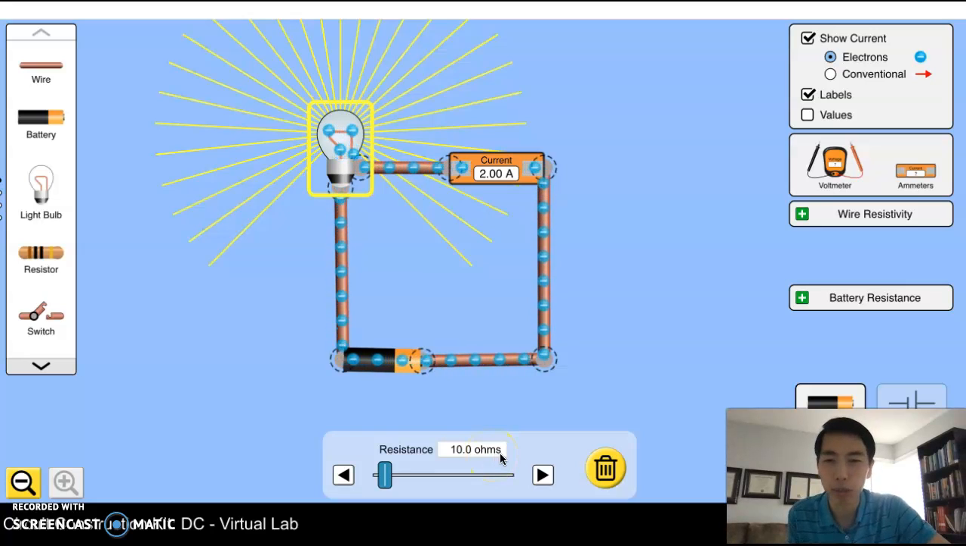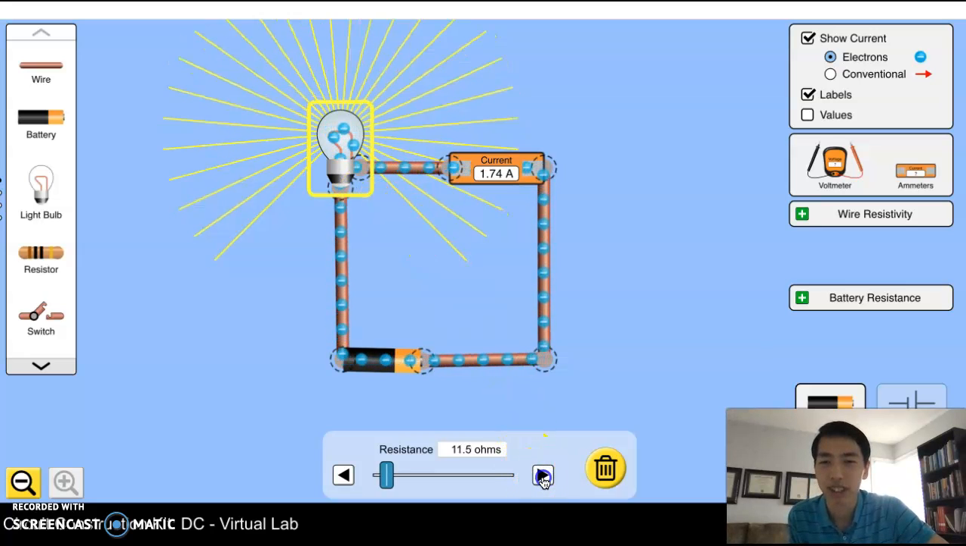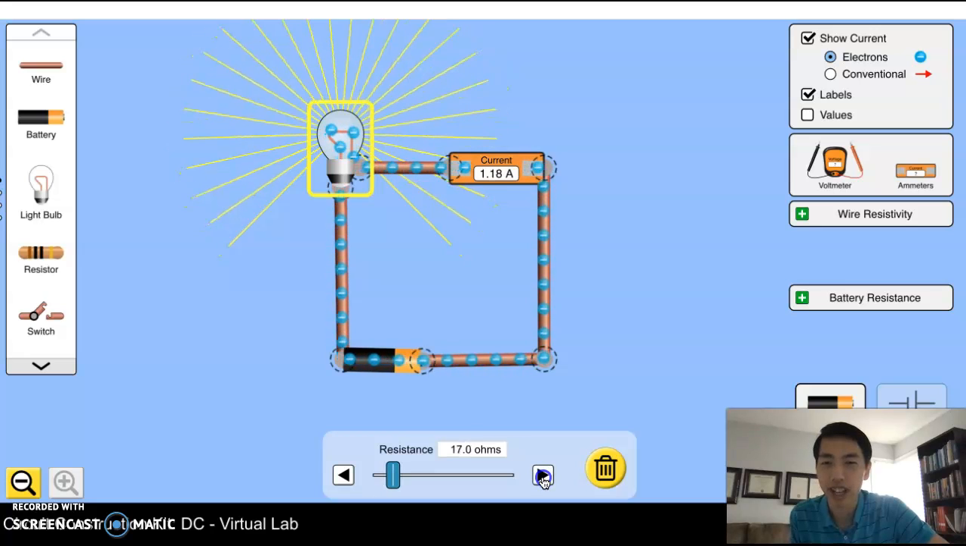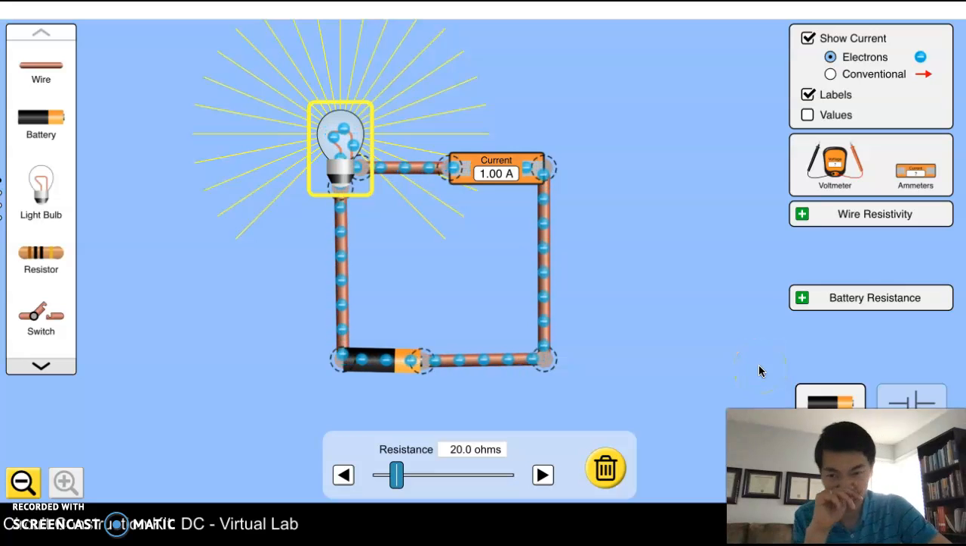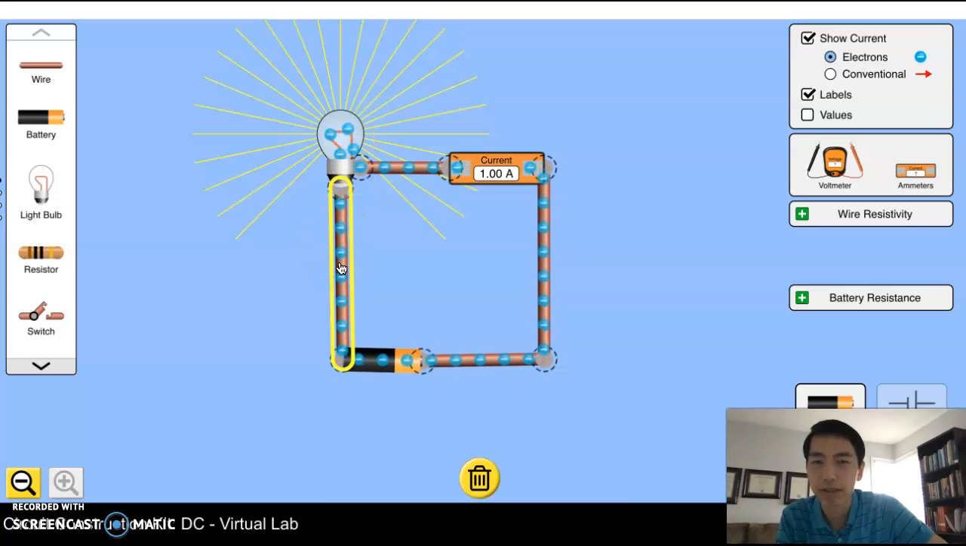I could buy a 10 ohm light bulb at the electronics store, or maybe I want a 20 ohm light bulb instead. I would buy one of those instead. So as the designer of the circuit, I can choose how many ohms I'm plugging in to my circuit. So I can choose that. I'll just make it 20 ohms. All right, so I can choose the ohms of that as well.